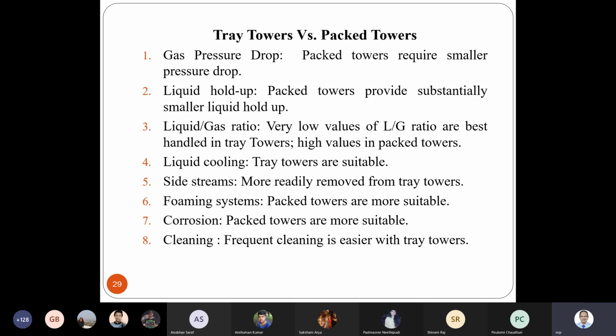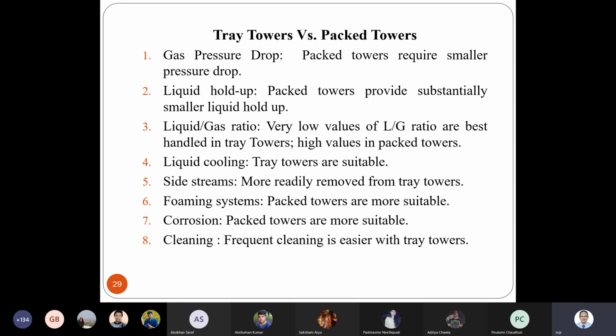But in case of packed tower, the gas is continuous, so it is continuously moving upward through the packing, right? So obviously the pressure drop required here is less compared to that in case of tray tower, right? So if you have a gas which is available at low pressure, or sometimes the costly gas systems will be available at low pressure, then we'll have to go for the packed tower for this mass transfer operation, right?